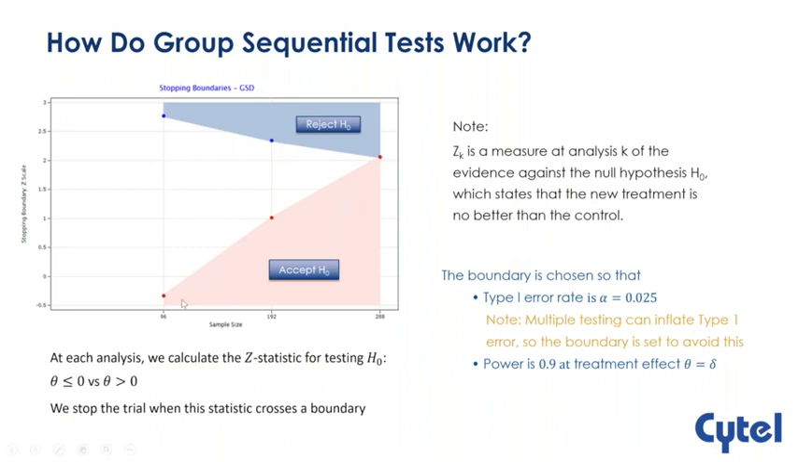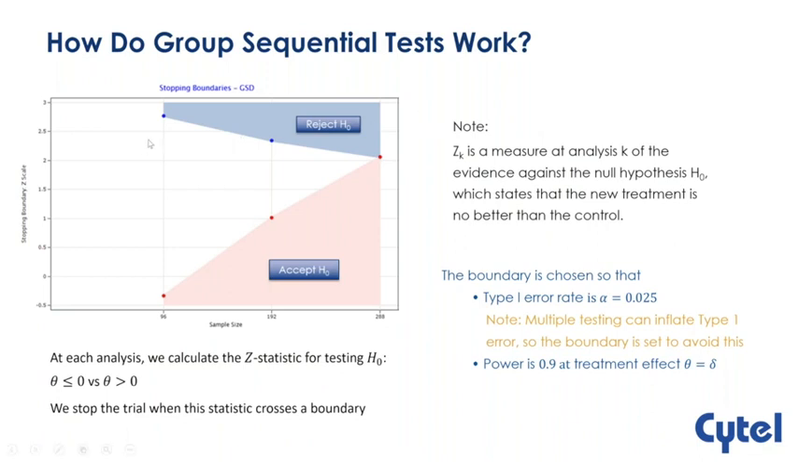And then for the lower boundary, if we're below that, the idea is we should stop and not reject the null hypothesis. Basically, early on, we're abandoning the trial for futility. So z here is the usual z-statistic. It's a measure of the amount of evidence against the null hypothesis.